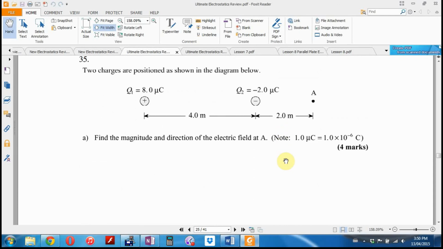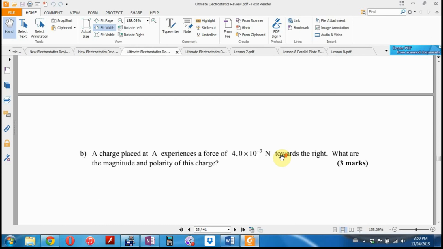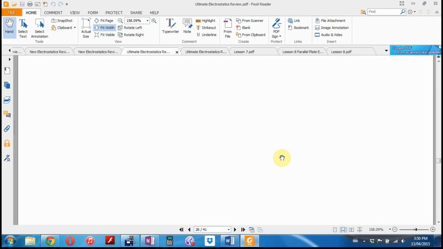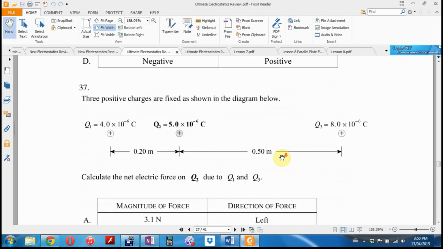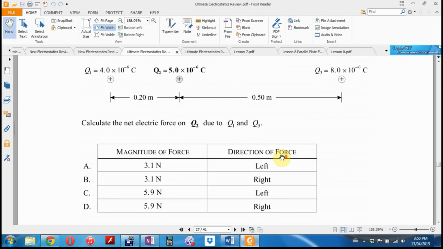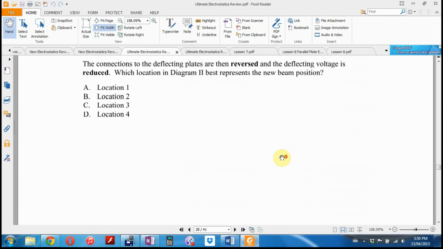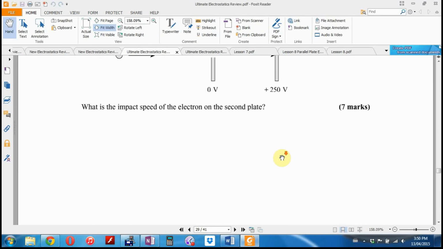By the way, if you haven't noticed, there's been like 6 or 7 where you're finding an electric field either between 2 point charges or in this case to the right of point charge, but finding electric field when there's 2 charges. I like 36. 37 is good. This is 3 charges, but they're in a nice straight line, so it's not hideous. I like 39.